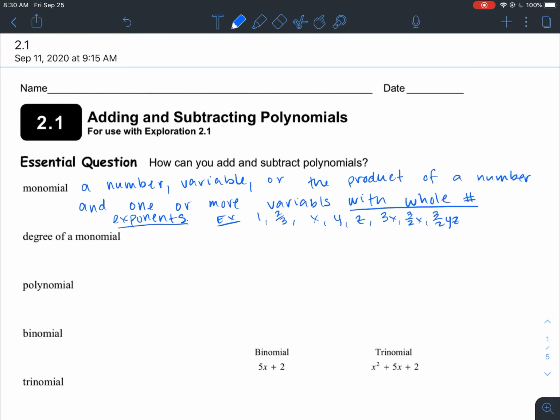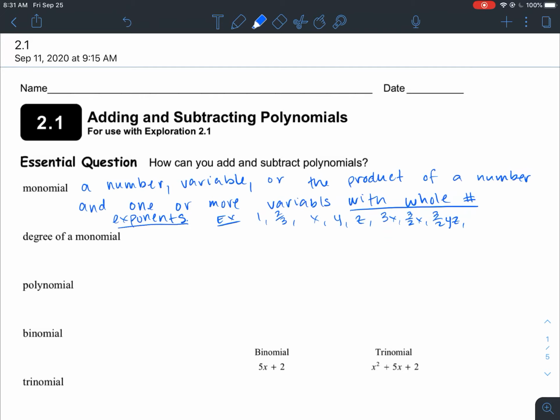It says that it has to be a whole number exponent, meaning that examples of things that are not monomials are 1 over x, because this is equal to x to the negative 1. So that doesn't count as a monomial. If you see x to the 3 over 2, or the square root of x, these are also not monomials. All the ones I have listed here, though, are examples of monomials.